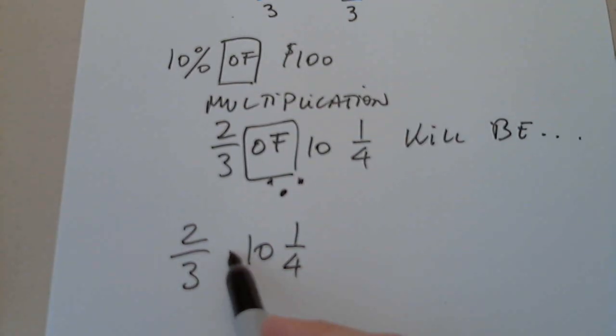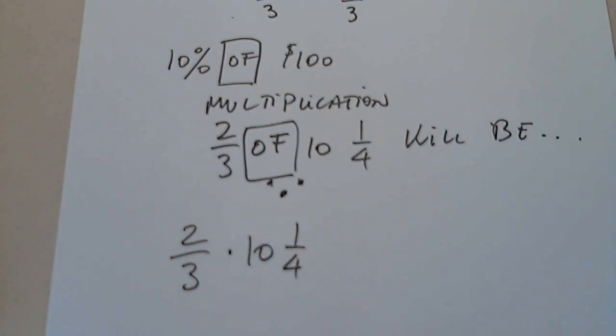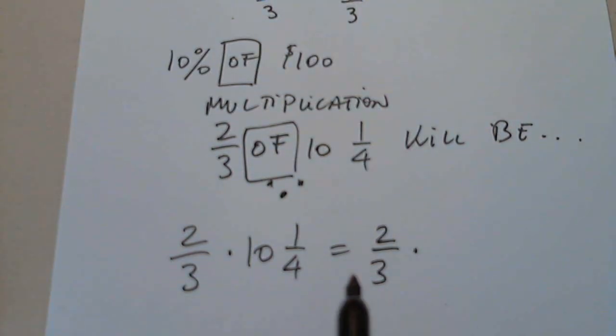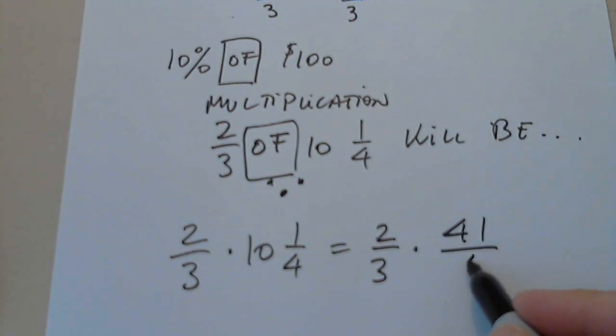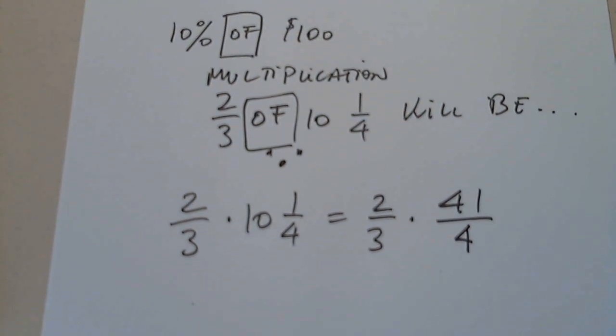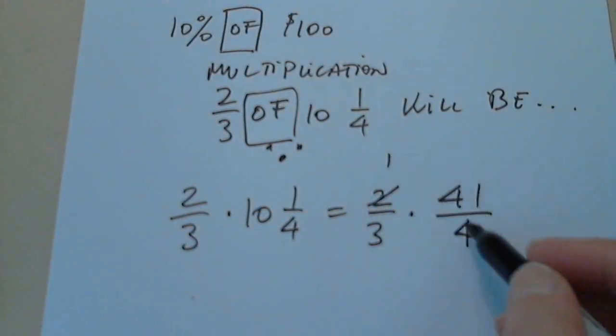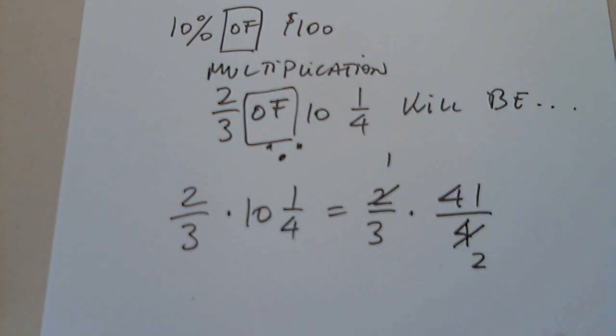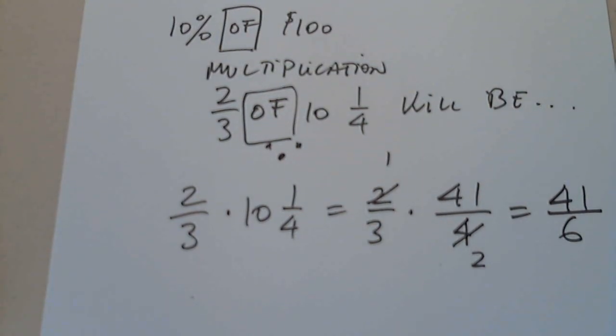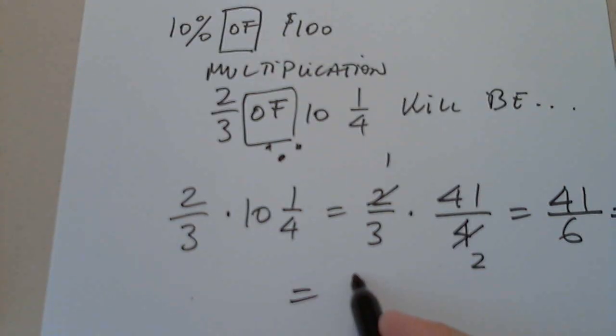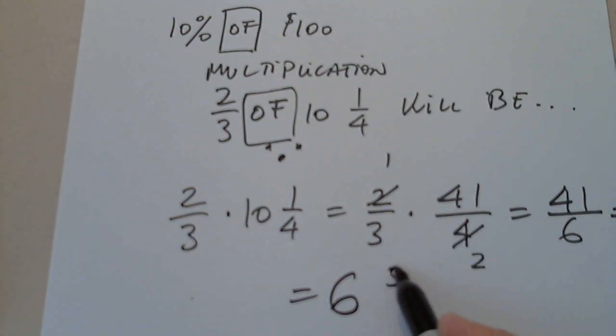I can't multiply before I put in the integer. So 2/3 multiplied by, 10 times 4 is 40, plus 1 is 41 over 4. Of course, I will simplify if I can, and I can. So then the improper fraction is 1 times 41 over 3 times 2. And this is 6 integers and 5/6 of a mile.